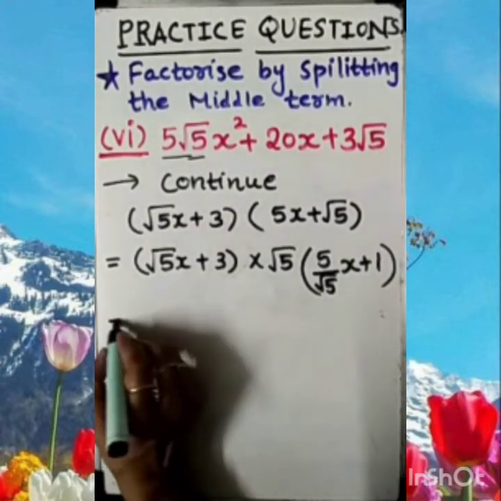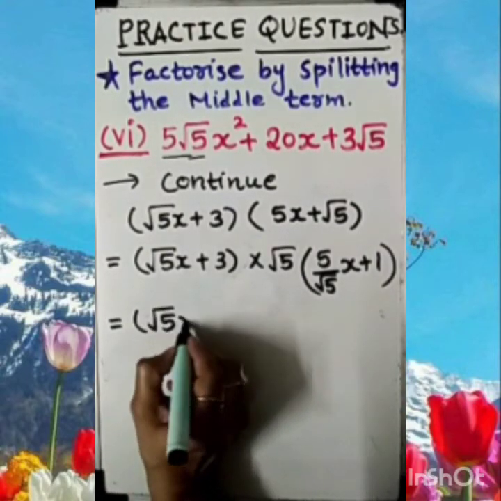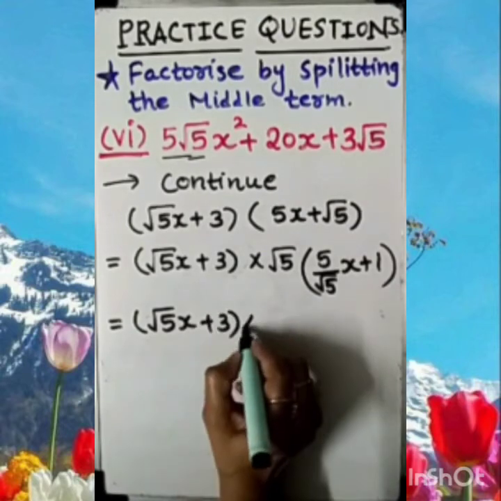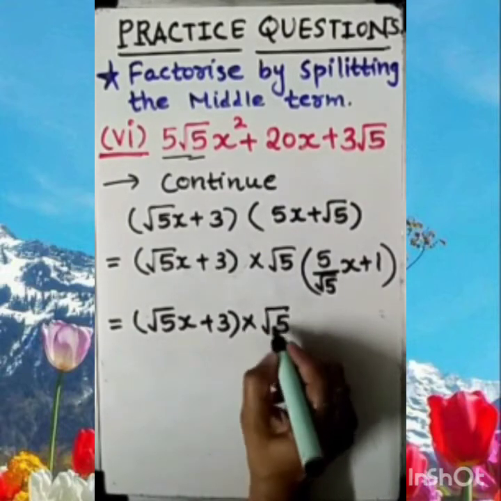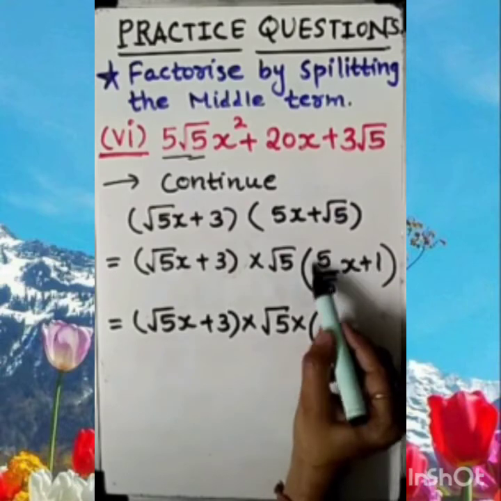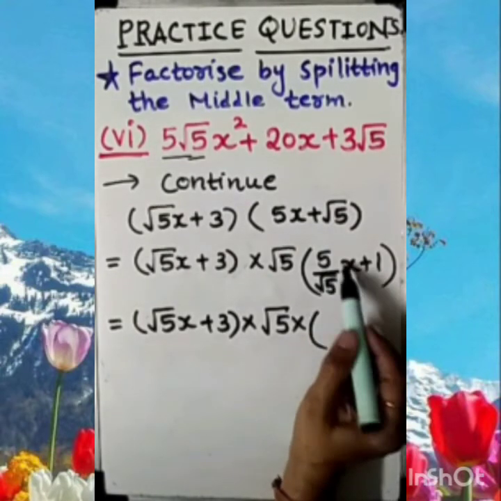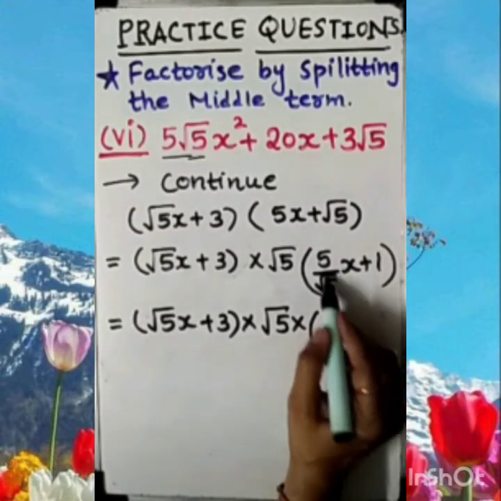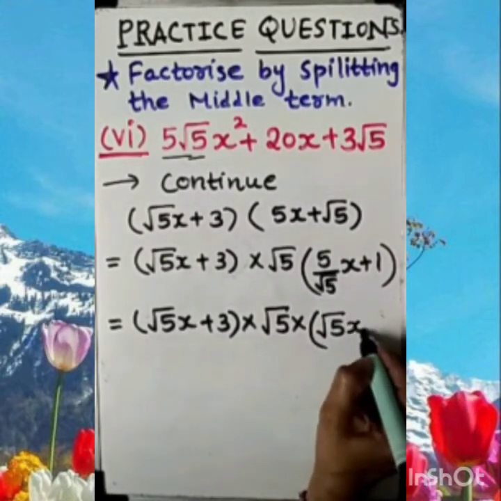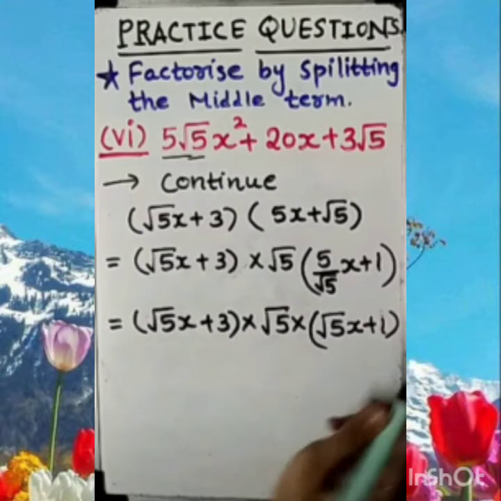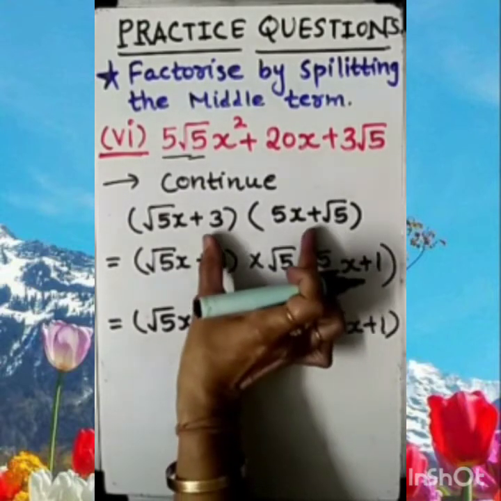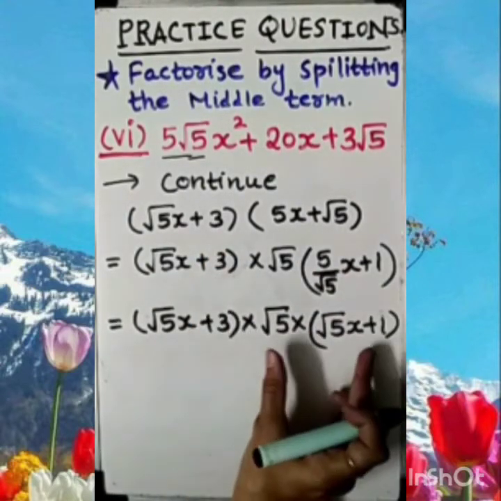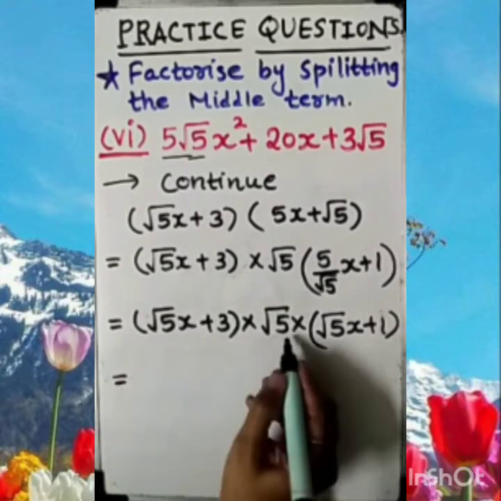Fine. So dear student, root 5x plus 3 into root 5 is outside the bracket. Now as already we proved that 5 upon root 5 gives the result root 5, so we get root 5 (x plus 1). These are not a common bracket. These are the factors, the final answer for that I am writing.